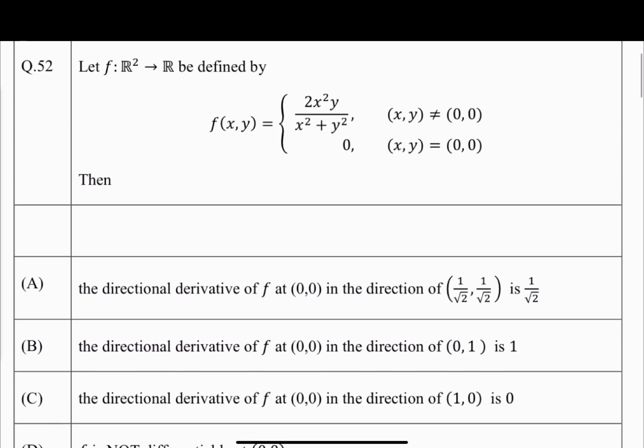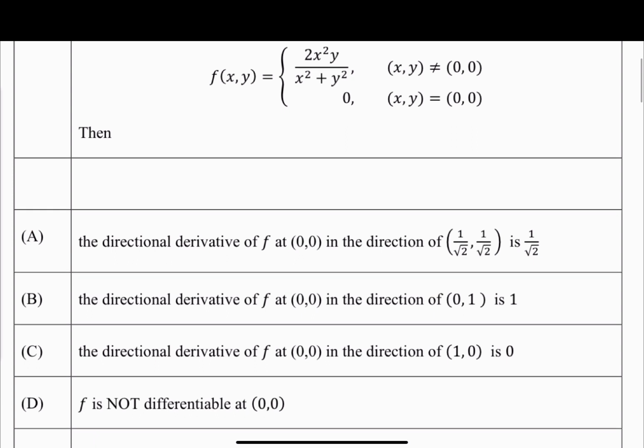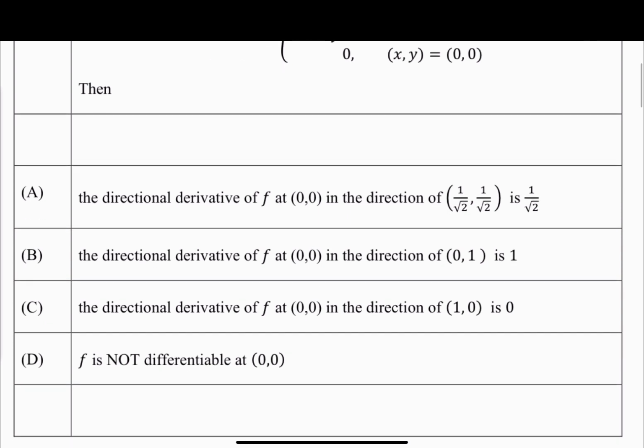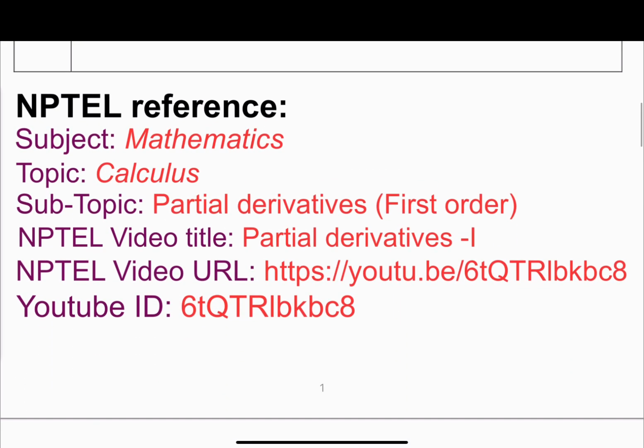Option A: the directional derivative of f at the origin in the direction of (1/√2, 1/√2) is 1/√2. Option B: the directional derivative of f at (0,0) in the direction of (0,1), so this is the y-axis, is 1. Option C: the directional derivative of f at (0,0) in the direction of (1,0), so in the direction of the x-axis, is 0. And option D: f is not differentiable at (0,0). Okay, so this is an NPTEL reference.